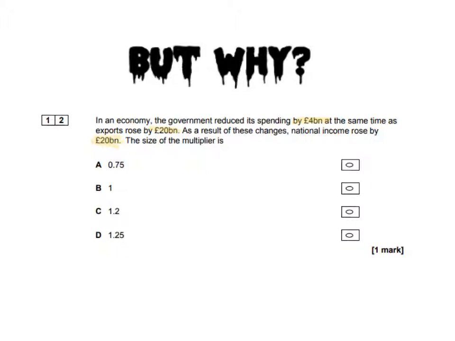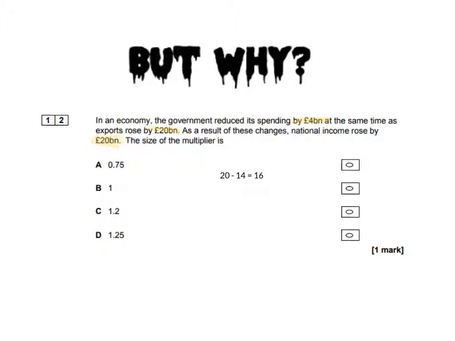So the first thing that you do is you work out the difference between the reduced spending and the exports increase. So obviously just 20 minus 4 and we get 16. And then we're going to use that within the next calculation as well.